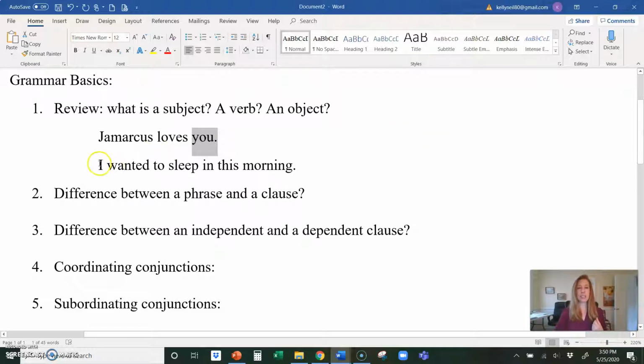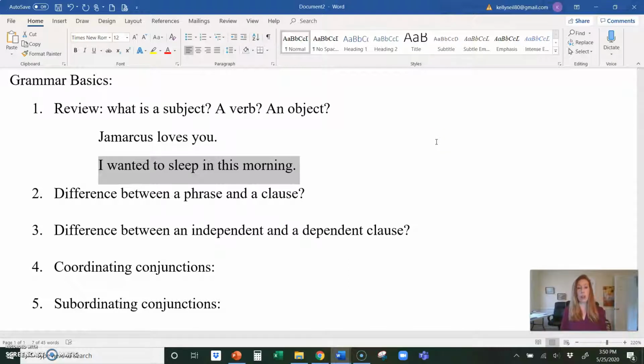Now let's look at a second sentence. I wanted to sleep in this morning. So, subject, who or what is doing an action? Well, you could probably figure out that the subject in this sentence is the speaker, the I. So, what is that speaker doing? What is the I doing? Well, the I is wanting something. So in this sentence, wanted is my verb. That's the action.